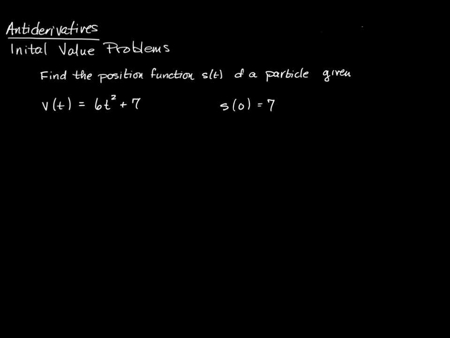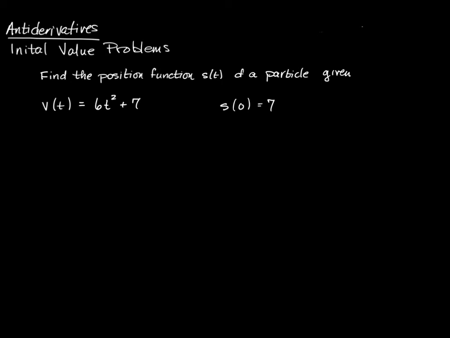Okay, I think it's time for you to try one. Here's yours. If I give you the velocity function, v of t equals 6t squared plus 7, find the position function, s of t, of the particle with that velocity function. Specifically, find the unique position function given that the particle at time 0 is at position 7. In other words, at t equals 0, the answer should be 7.